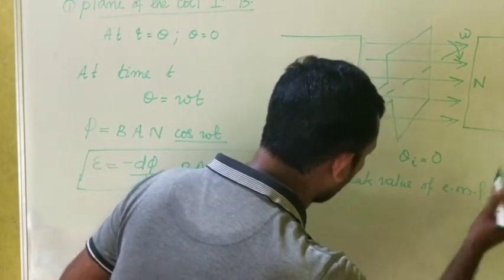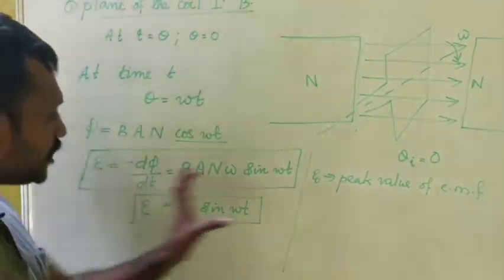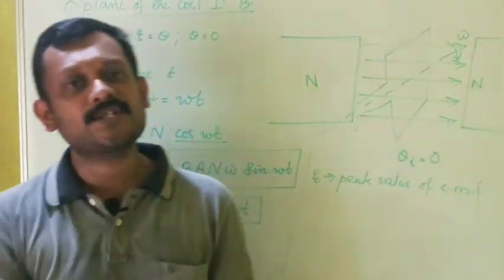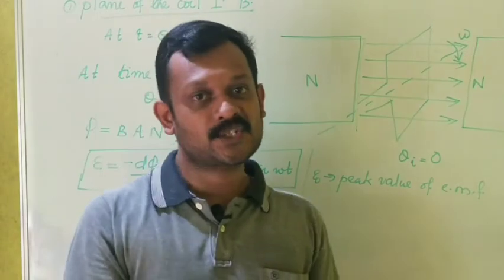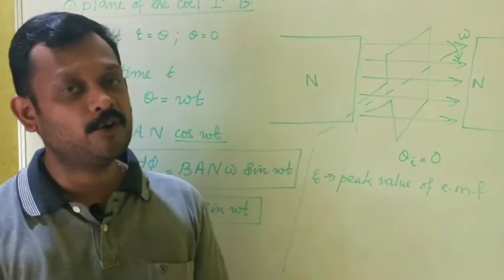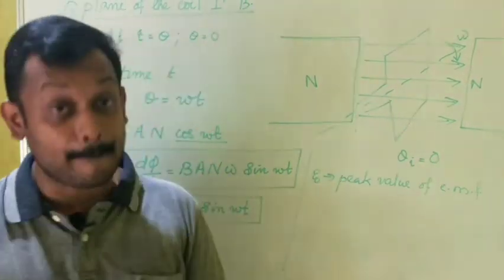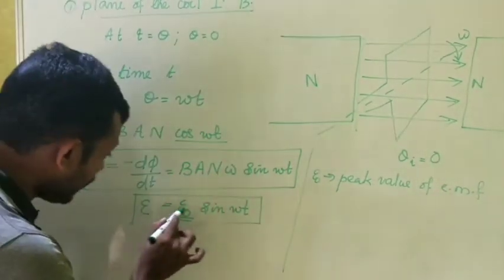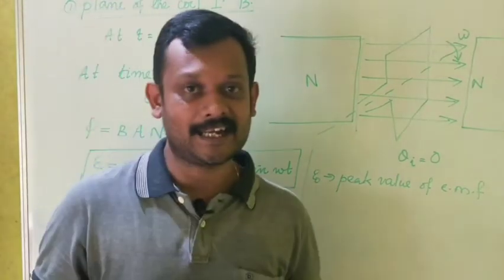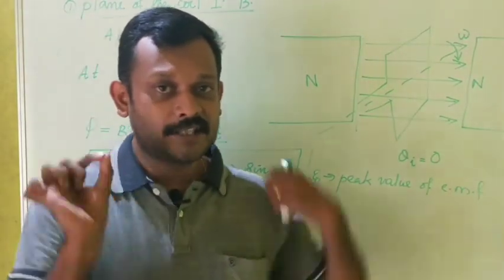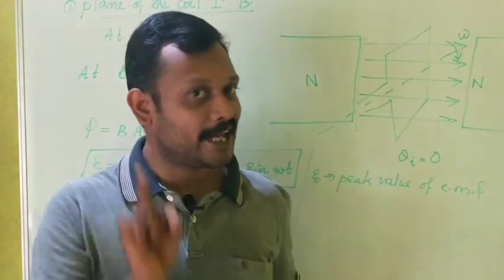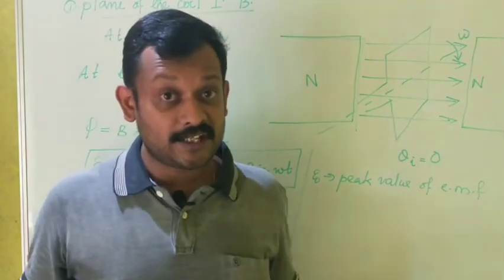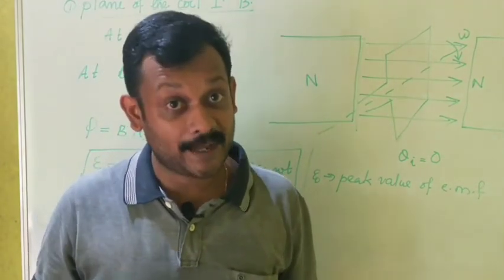Peak value of EMF or peak value of voltage. Epsilon is equal to epsilon 0 sin omega t is called the peak value of the voltage or voltage amplitude here. Now see this expression, epsilon is equal to epsilon 0 sin omega t. You are given an equation. The equation of EMF produced by an AC generator is epsilon is equal to epsilon 0 sin omega t.